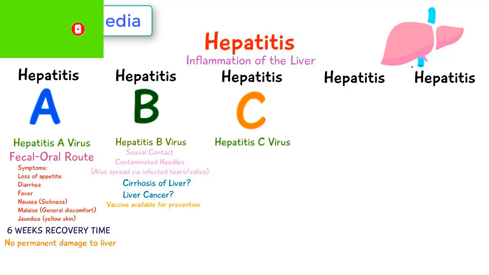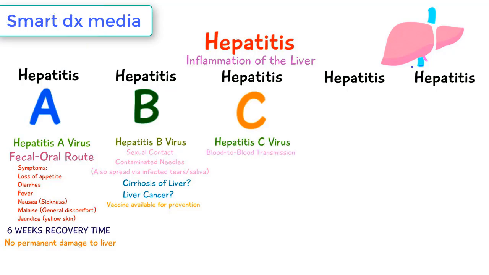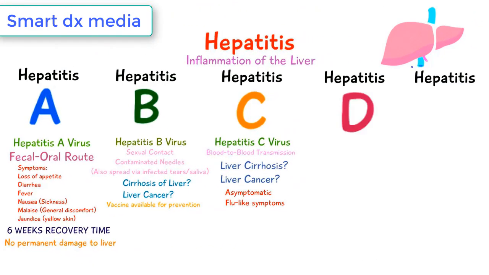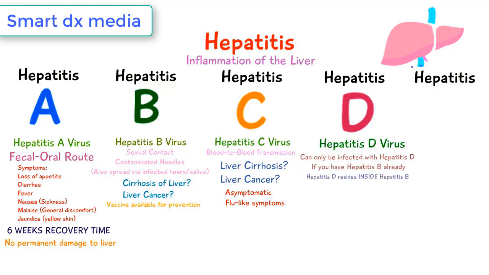Hepatitis D is caused by hepatitis D virus, and a patient can only be infected with hepatitis D if the patient already has hepatitis B virus, and that simply means hepatitis D is inside hepatitis B. Hepatitis D does not infect a patient individually. It occurs in combination with hepatitis B, and there's a greater risk of liver failure, unlike with only hepatitis B. For hepatitis A, 6 weeks recovery time is okay and there's no permanent damage to the liver.